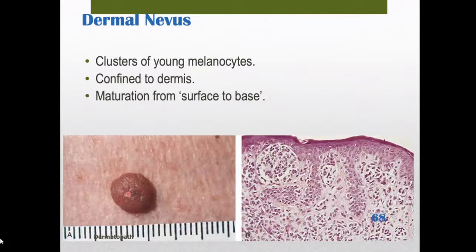So, dermal nevus, here we have an example, and on the right side we have a microscopy. So we have a proliferation of melanocytes. The more reddish cells here are keratinocytes, or epithelial cells with keratin content maybe, and these lighter cells are the melanocytes which are proliferating and going down into the dermis.